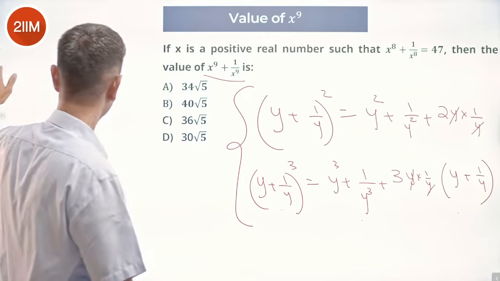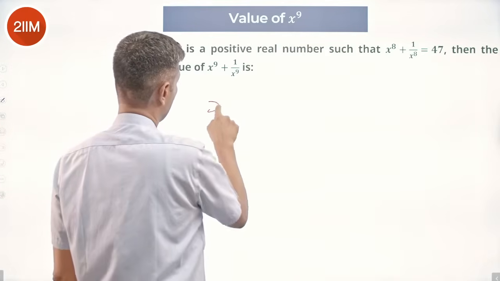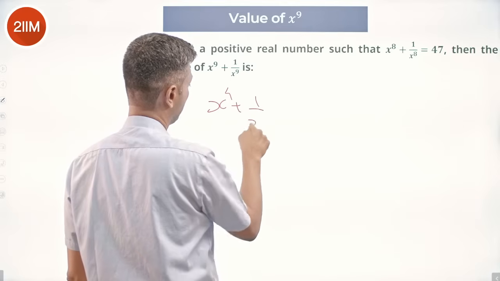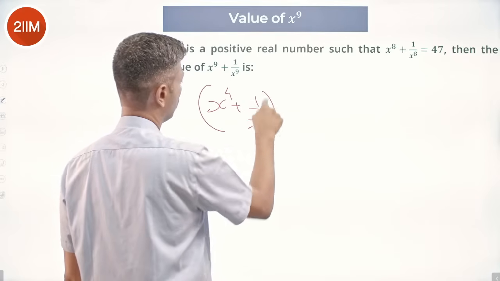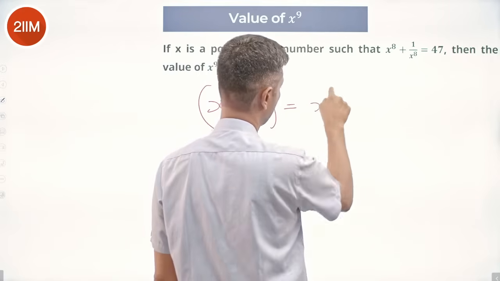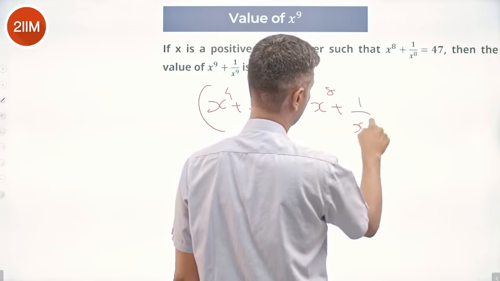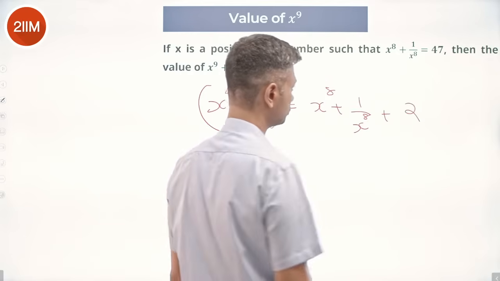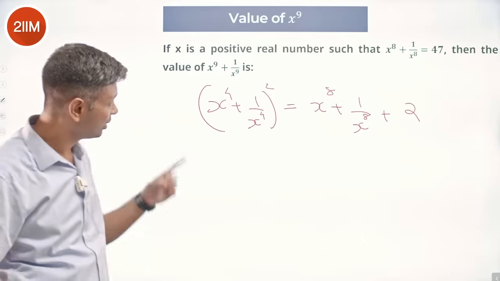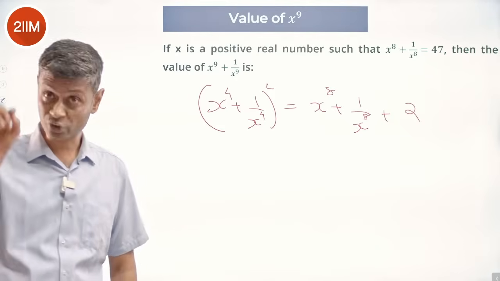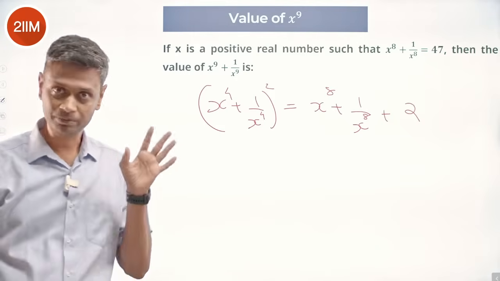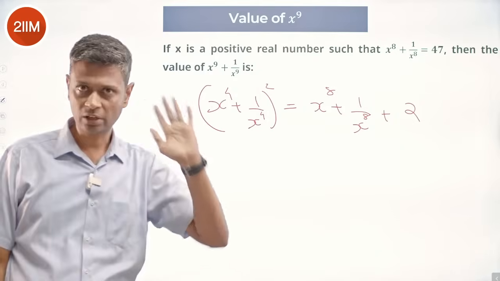Let's go step by step and say, hey, (x^4 + 1/x^4) whole square is x^8 + 1/x^8 + 2. That is 47 + 2, which is 49. x^4 + 1/x^4 is therefore 7 because it cannot be negative. 7 square. Done. So far so good.